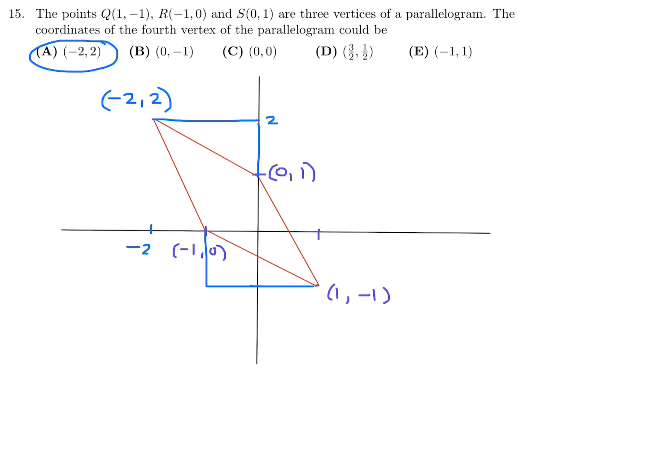There's also 2 others. If you draw it in a different way, (0, 2) and (2, 0) would also create a parallelogram with the 3 points that they give you in the question. But those are, interestingly, not part of the answer choices. So the only one is (-2, 2). So number 15, the answer is A.